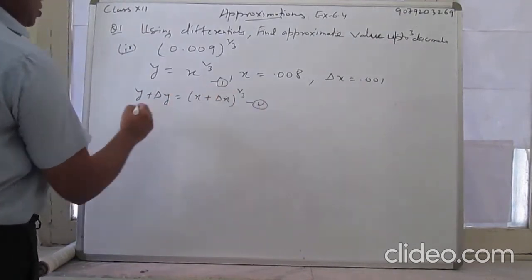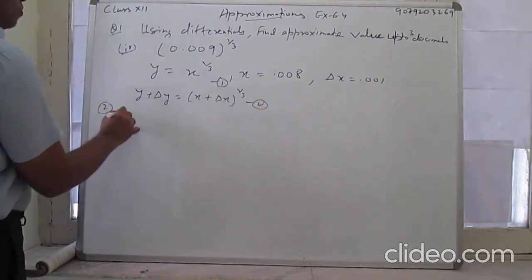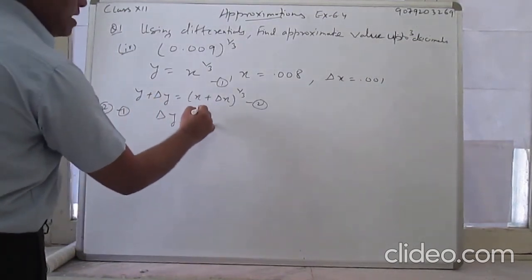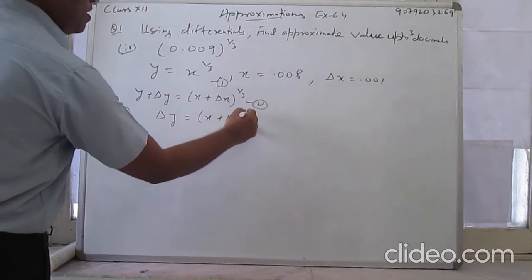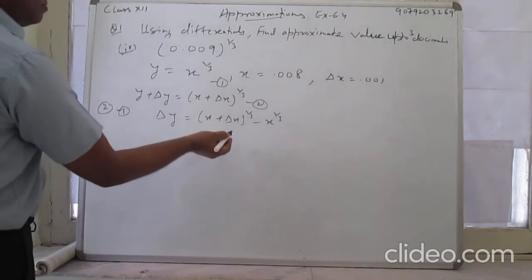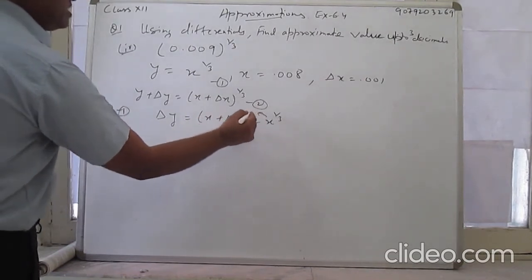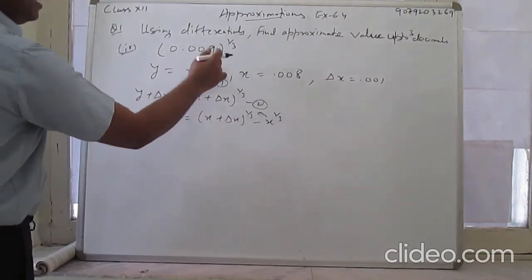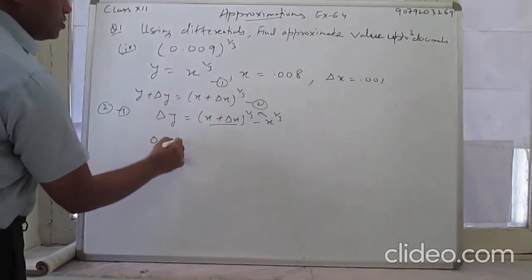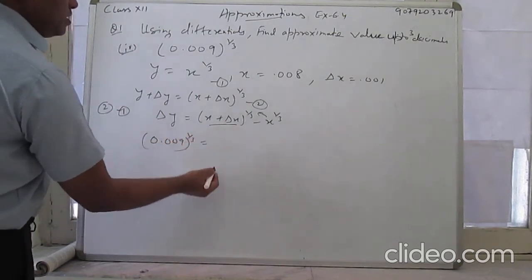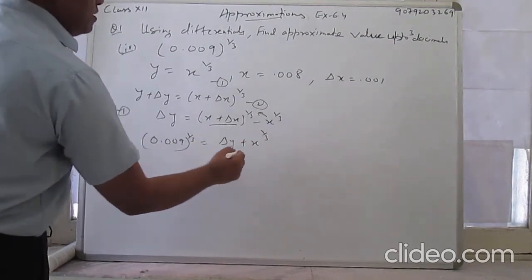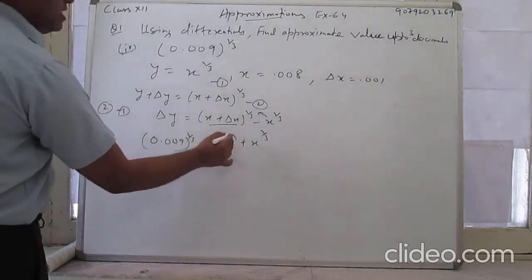This is equation 2. Subtract 1 from 2. 2 minus 1. Delta y is equal to x plus delta x to the power 1 by 3 minus x to the power 1 by 3. Now transpose this that side and x plus delta x की जगह क्या आ जाएगा? 0.009. 0.009 to the power 1 by 3 is equal to delta y plus x to the power 1 by 3. Now what is delta y? इसकी जगह क्या रखते हैं?